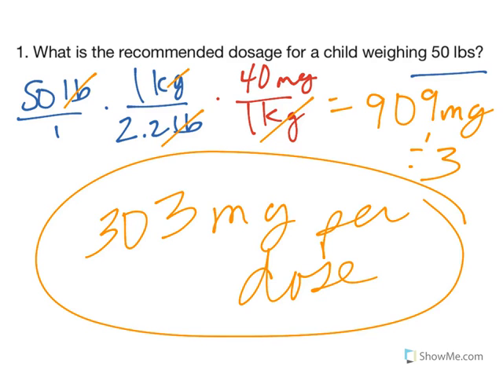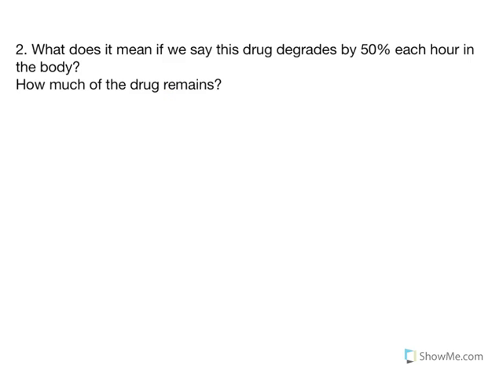Now, moving on to number 2, what does it mean if we say this drug degrades by 50% each hour in the body? Well, if it degrades by 50%, right, it goes down by half. So how much of the drug remains after an hour? Half. So whatever you started with, after an hour, cuts in half. After another hour, cuts in half. So it just continually cuts in half.